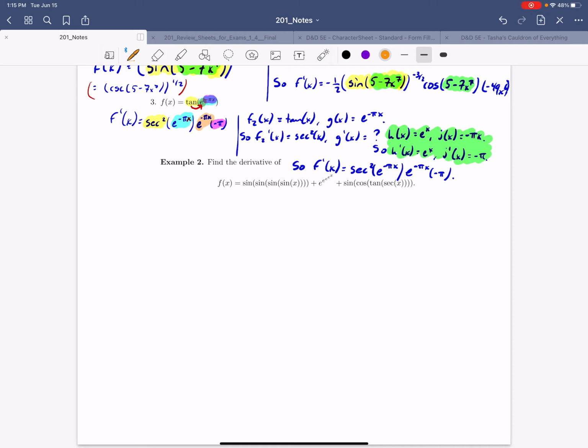Hey all, let's put the chain rule to the test. See how much we can really exploit this thing, taking the derivative of three monster expressions.